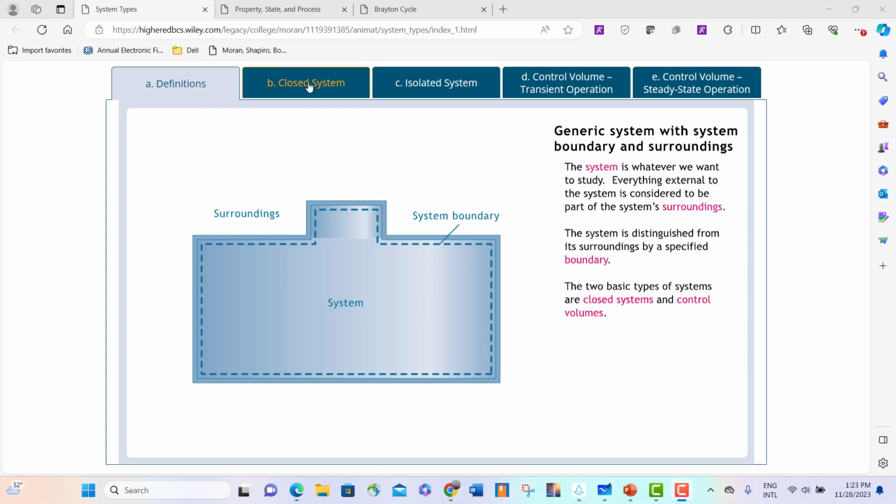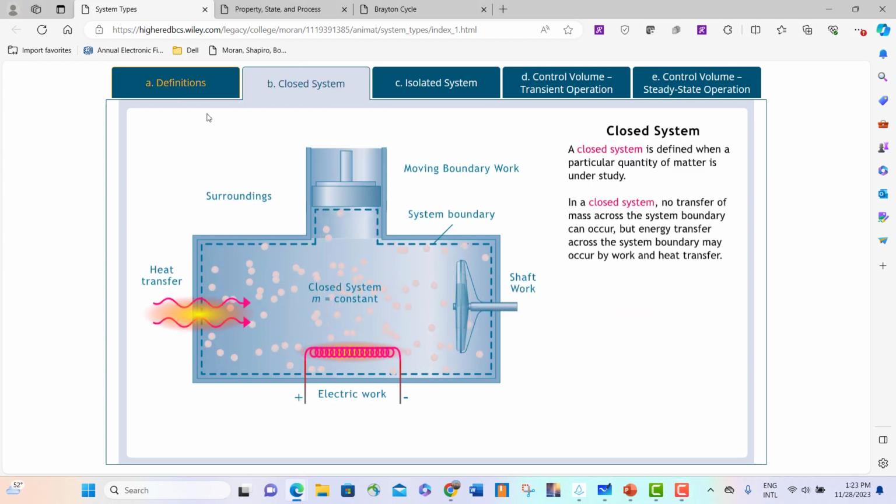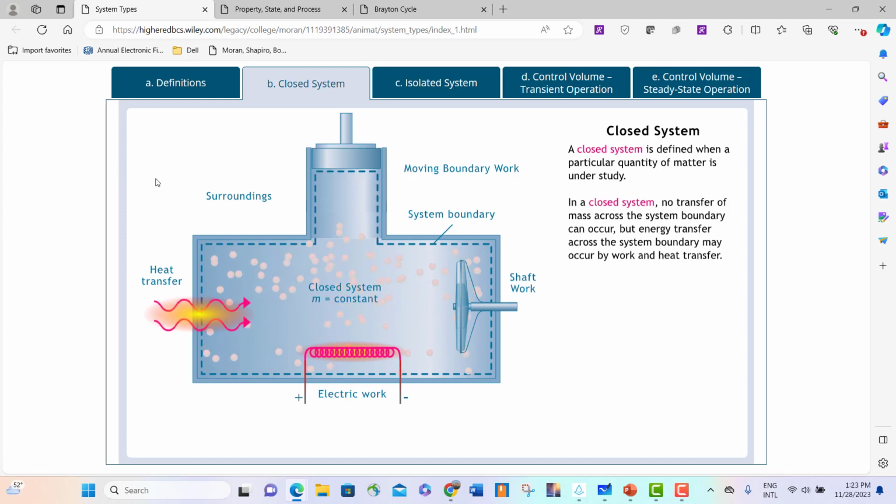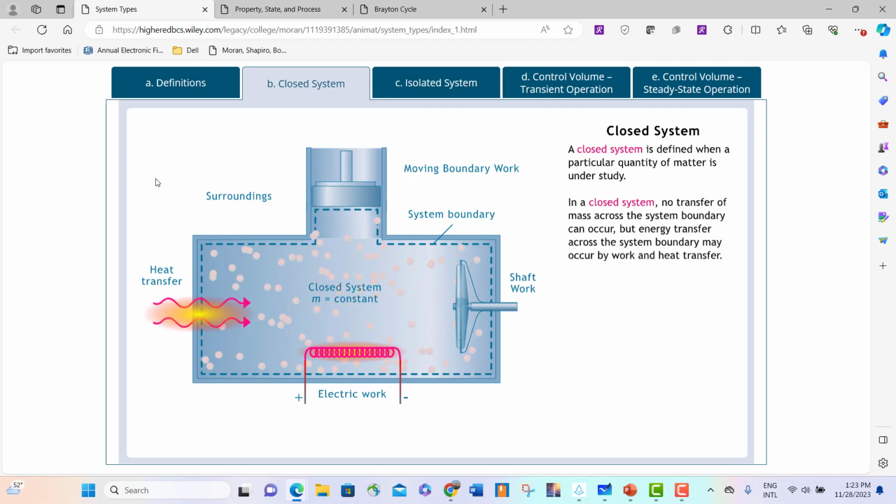So let's look first at a closed system. So here's a closed system. You see we have some moving boundary work being done up there by the piston. We also have some heat transfer coming in through the left. We've got some shaft work going on, spinning, and some electrical work. Of course, this is just to show you the different types of work and energy transfer that can be done. And you have the surroundings, and you see here that we have a boundary into it, right? So this is a closed system.